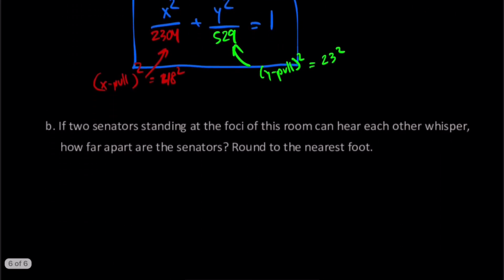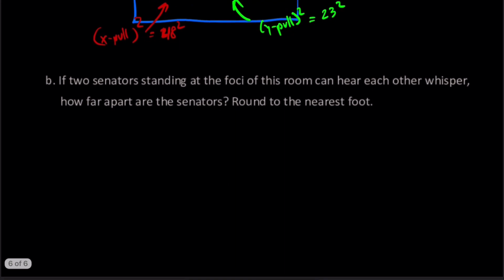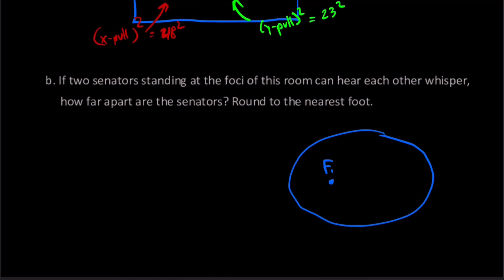And the second one wants us, if two senators are standing at the foci of this room, can hear each other whisper, how far apart are the senators? Round to the nearest foot. So I'm going to make another sketch down here so I don't have to keep scrolling up. So that would be F1, that would be F2. Basically what I want to know is this length here. Well, there's my center. What I need to find is little c. And remember our equation, c squared equals a squared minus b squared.